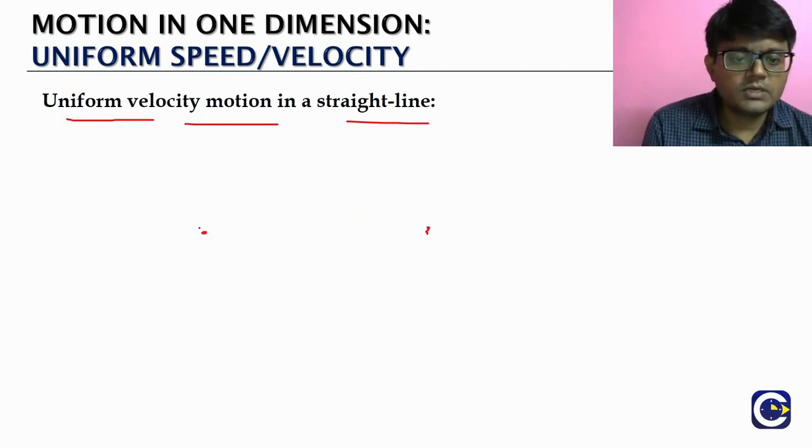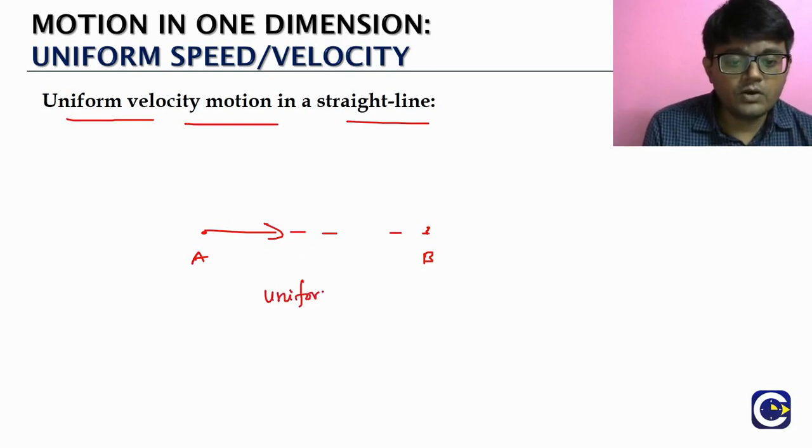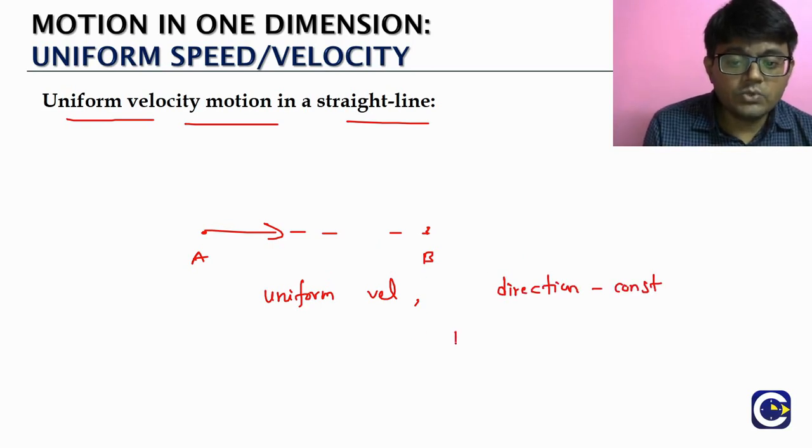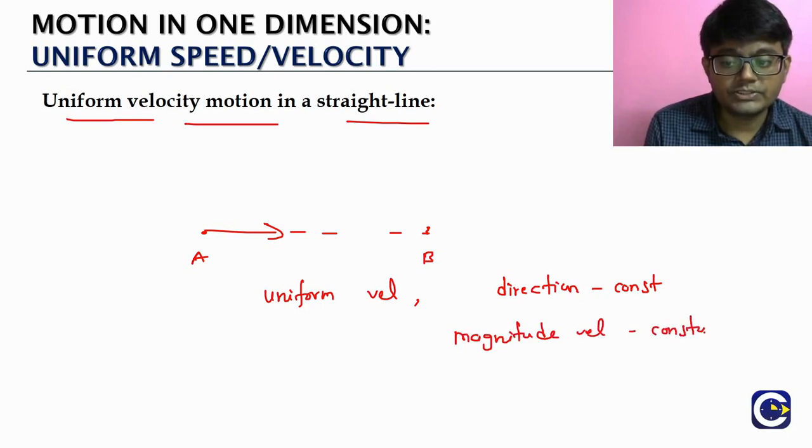If we talk about uniform velocity motion in a straight line, let us think about an object which is moving in a straight line. We are looking at 1D motion. And when it is a uniform velocity, what do we mean by uniform velocity? The direction is going to remain constant. Of course, it will be in that same straight line. And the magnitude of the velocity is going to remain constant.